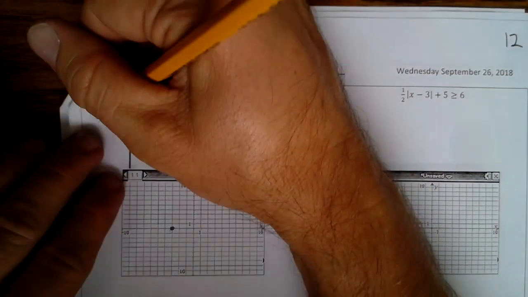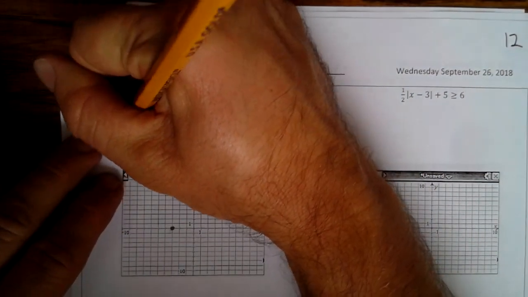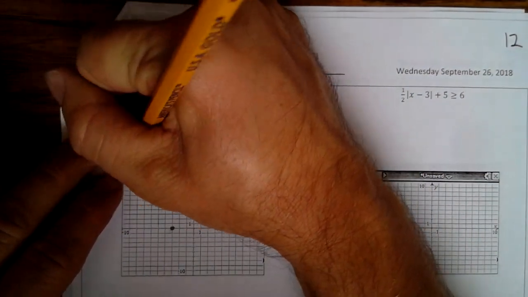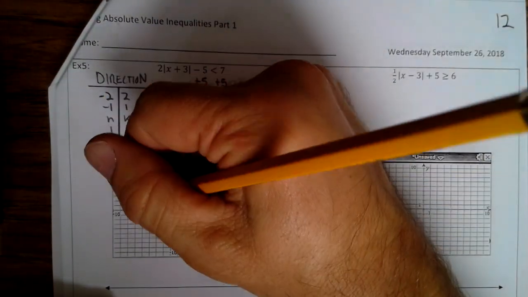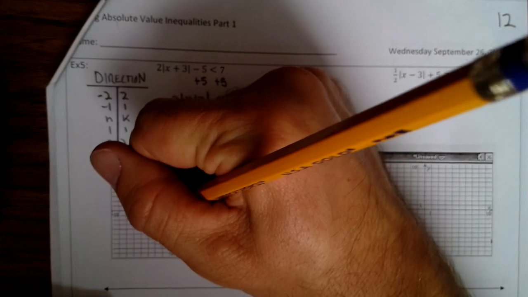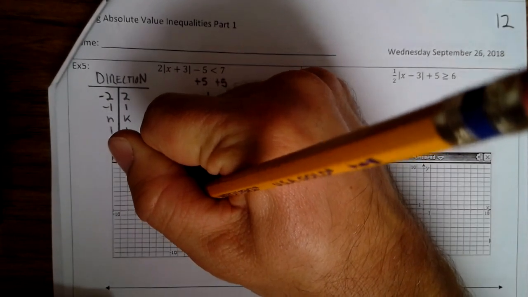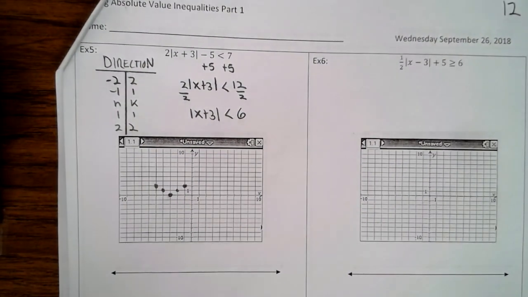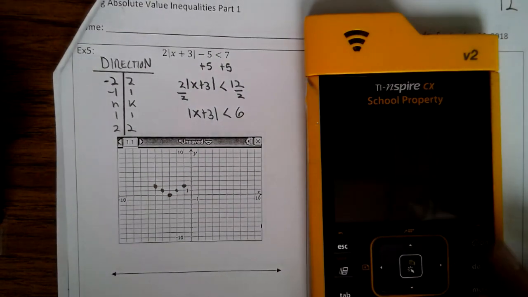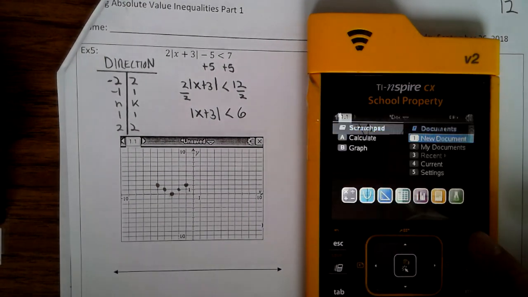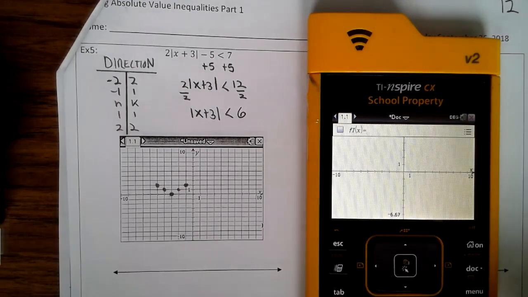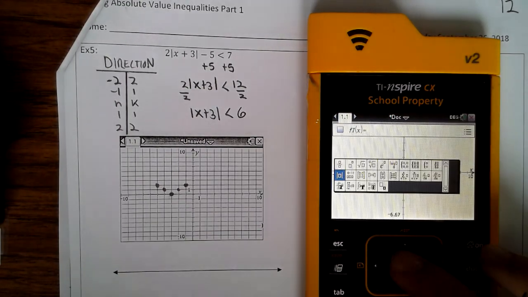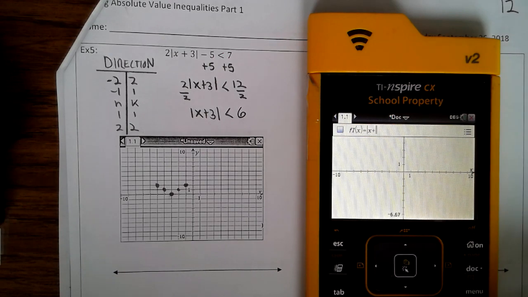Okay, so we know the directions are -2, 2, -1, 1, (h, k), 1, 1, 2, 2. So from here we go left 2 up 2, left 1 up 1, right 1 up 1, right 2 up 2. If you didn't understand how to graph by direction, you can graph using the calculator. So we go to on, new document, no, add graph, and you should know the button by now for the absolute value. |x + 3|, Control T.